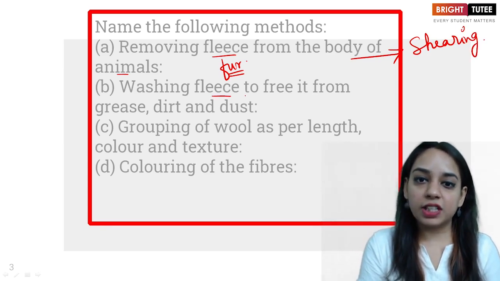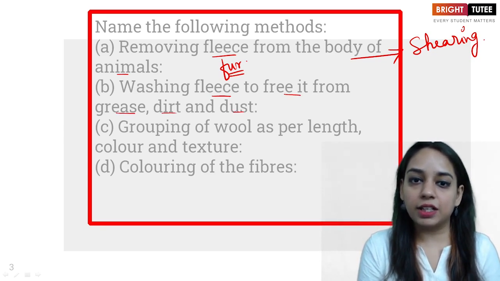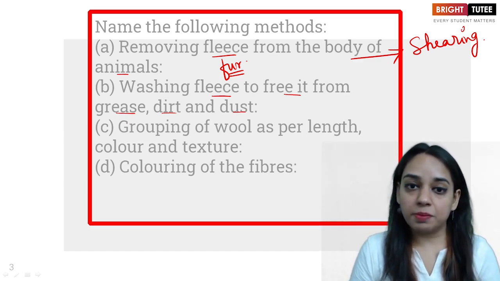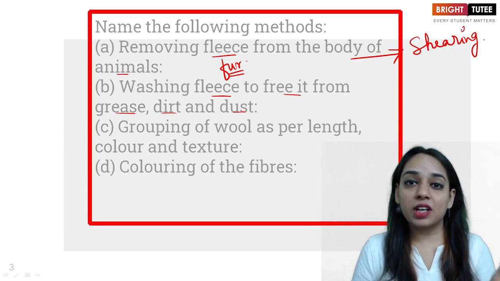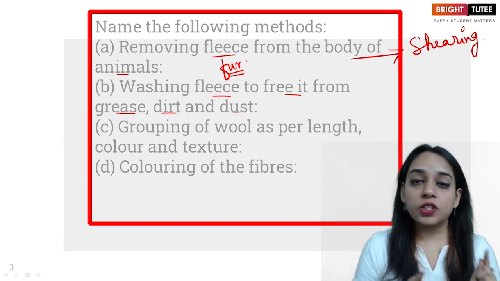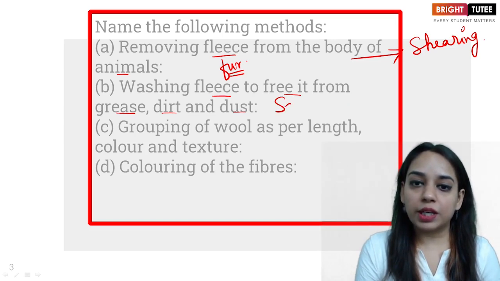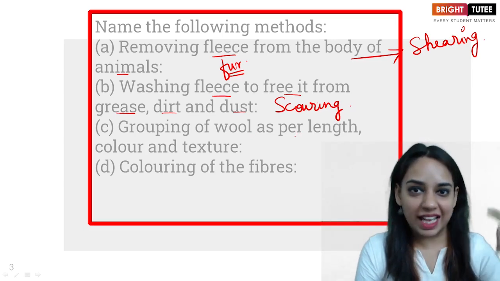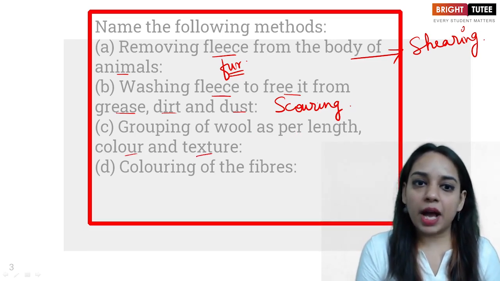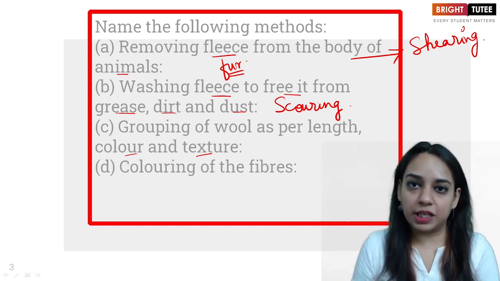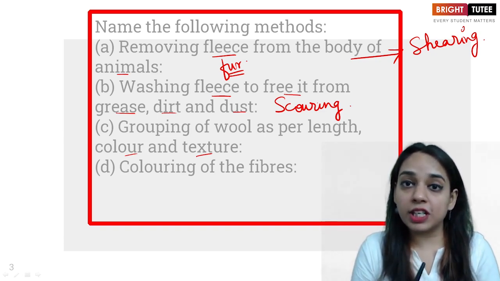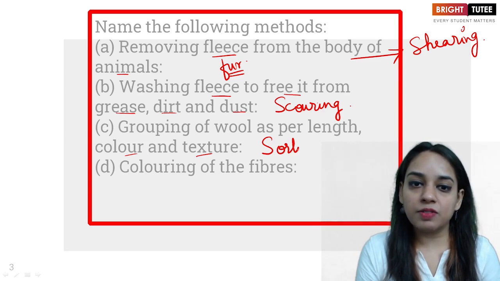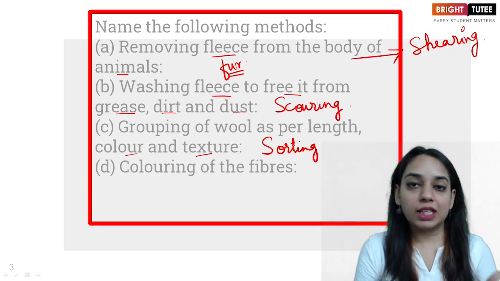Next one is washing fleece to free it from the grease, dirt and dust. So now once we have removed the fur from the bodies of the animal, it must contain some amount of dust, grease, etc. We have to clean this. So washing this fleece is known as scouring. Okay, scouring. The next part is grouping of wool as per its length, color and texture. So now guys, before using the wool, we have to separate it. We have to keep the fleece of similar kind together, and this process is known as sorting. Okay, where we are grouping the fur or the fleece of similar type.